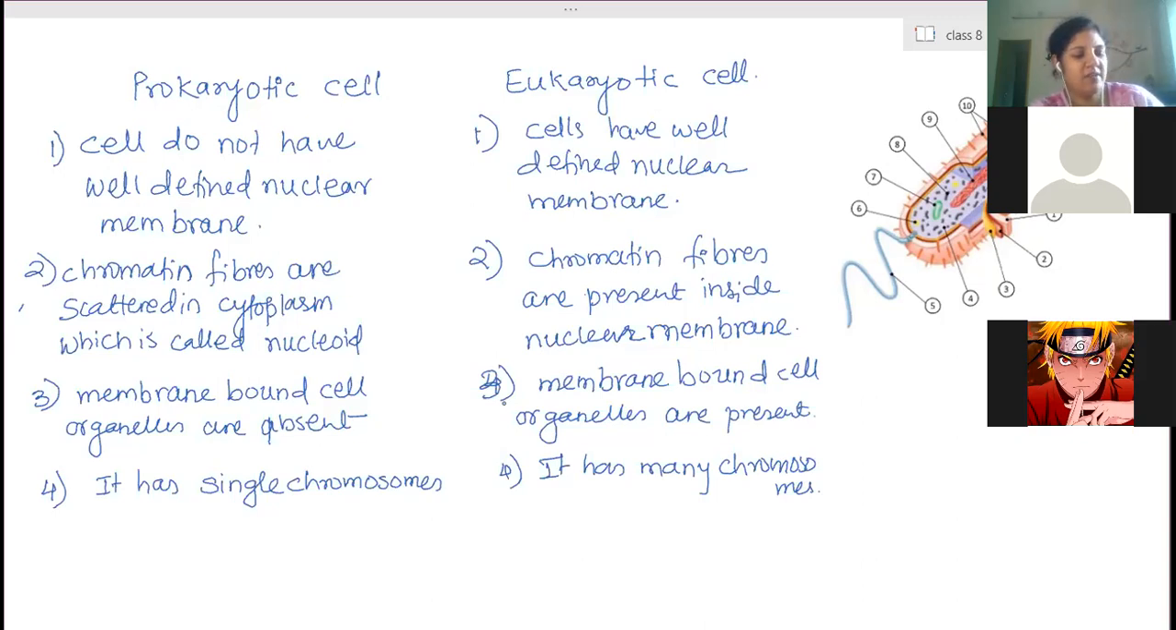Are you able to understand this part? Prokaryotic and eukaryotic depends on the nucleus.